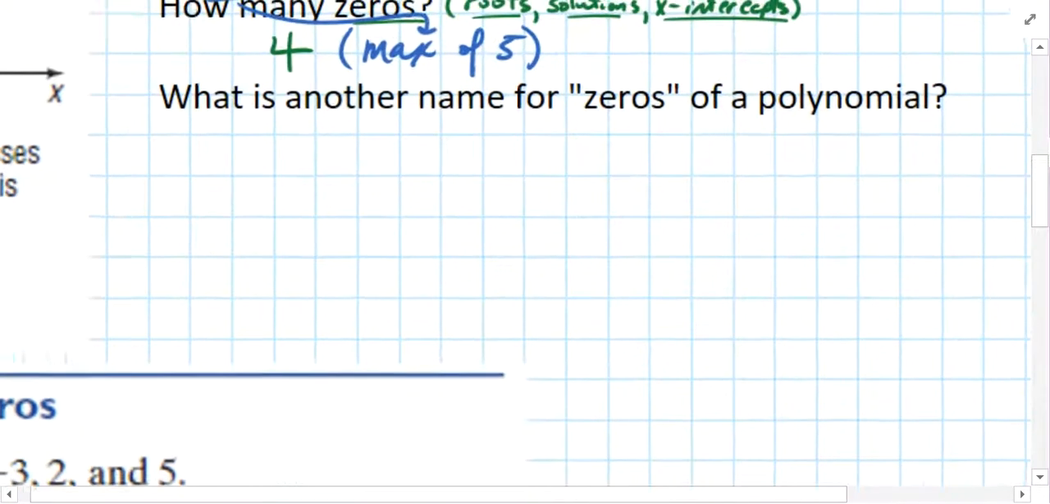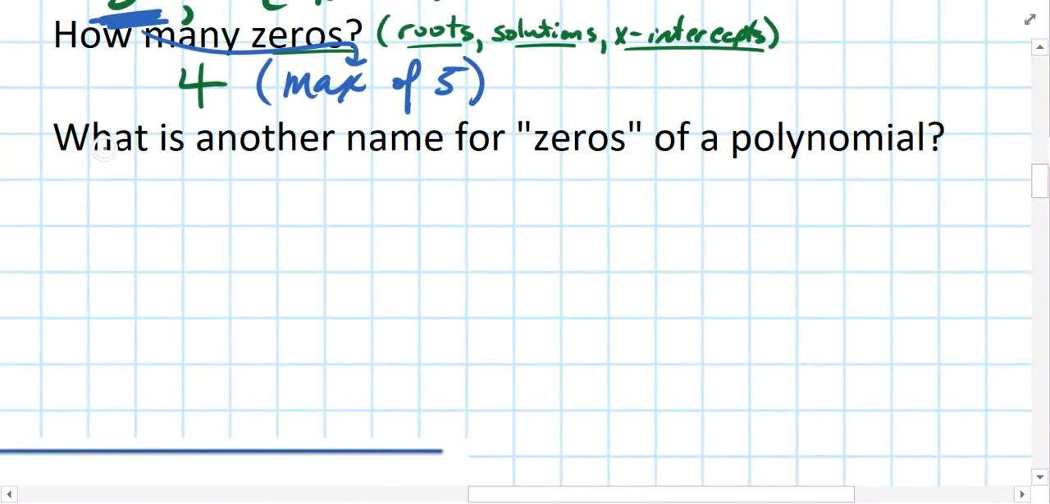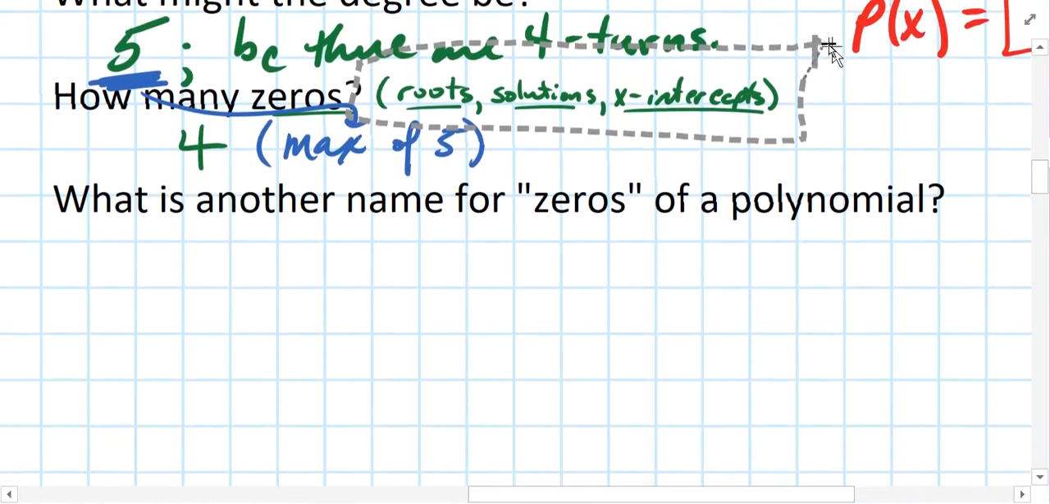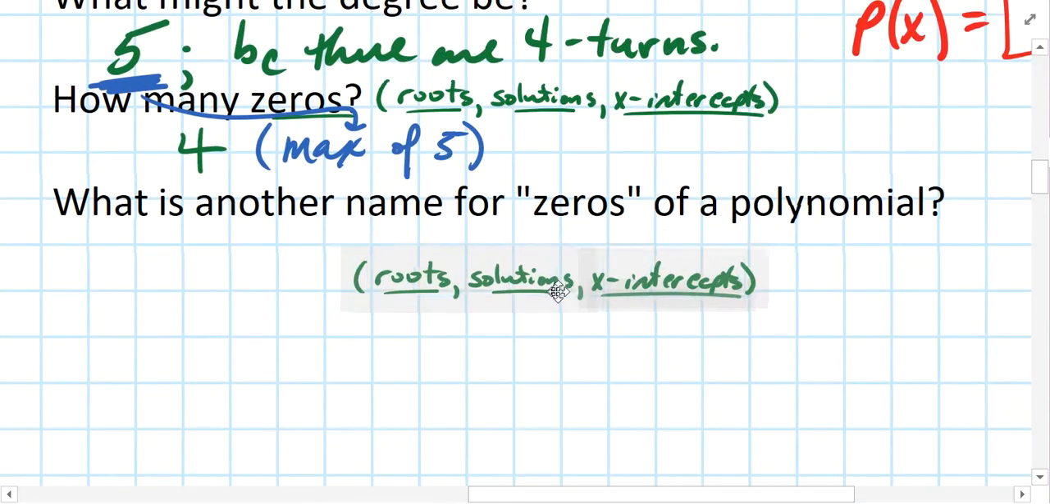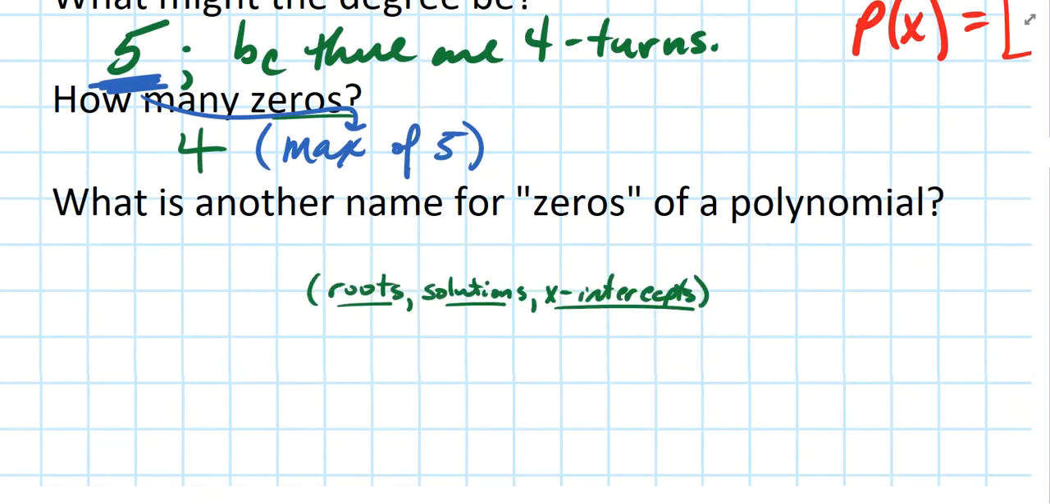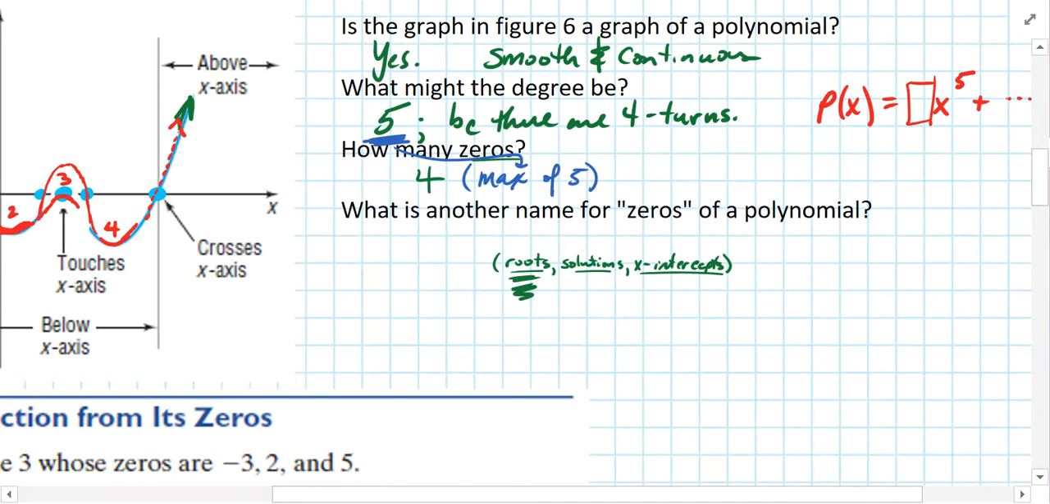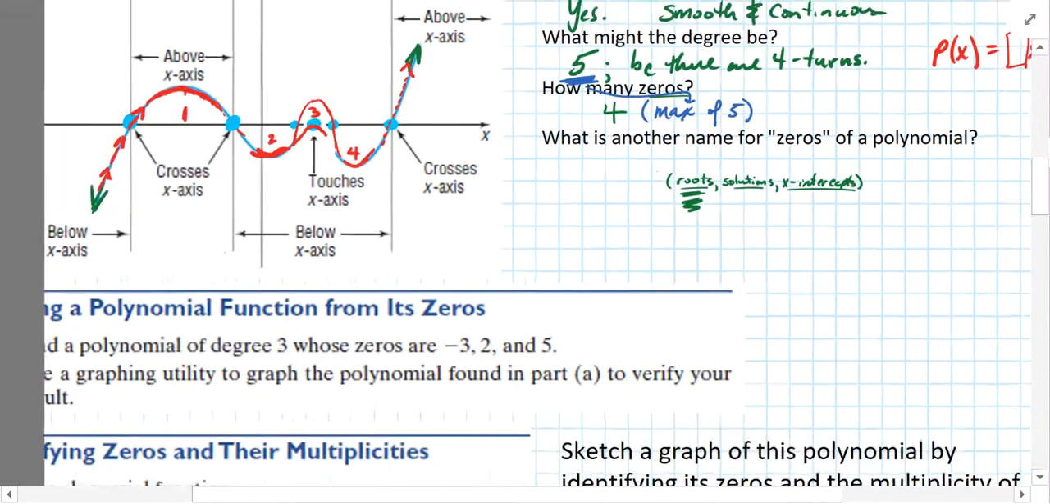So I kind of jumped ahead here and answered this next question. What's another name for the zeros of a polynomial? Well, a lot of times you'll hear the word roots. That's probably the most common phrase that's used in place of zeros, but also solutions and x-intercepts. Those are other names for zeros of a polynomial as well.